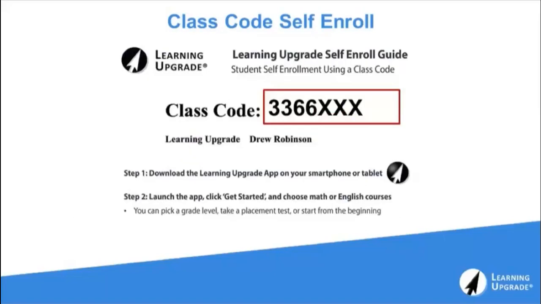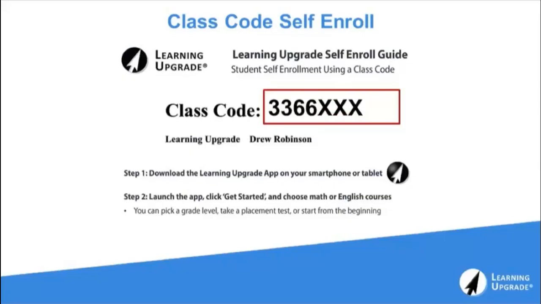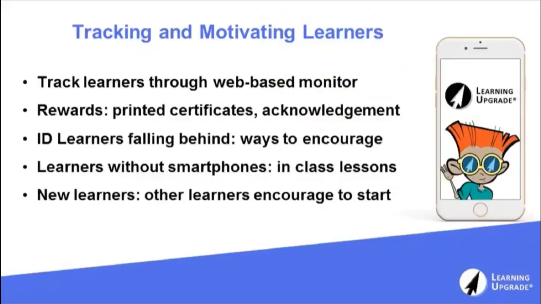In that email, you can just click this link. So it's PDF class code sheet. When you click on that, we're going to automatically populate your code, your name, and your school into this Getting Started guide. It's just a one-pager. It's available in English, Spanish, and we can get it to you in other languages if need be. And you can just send this to all of your learners, and they'll be able to self-enroll automatically.